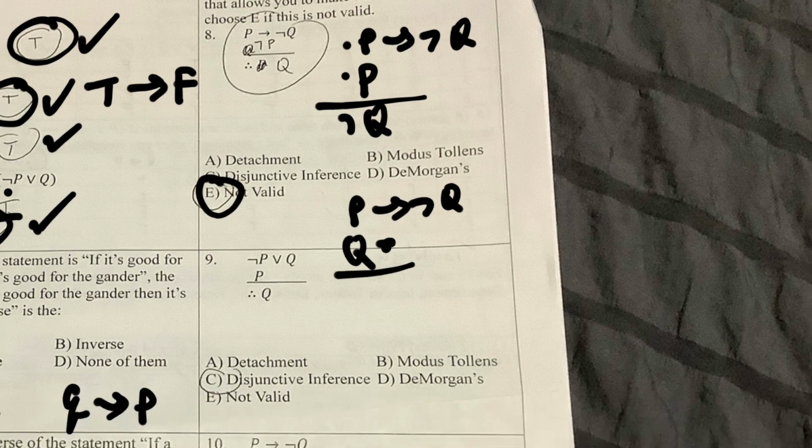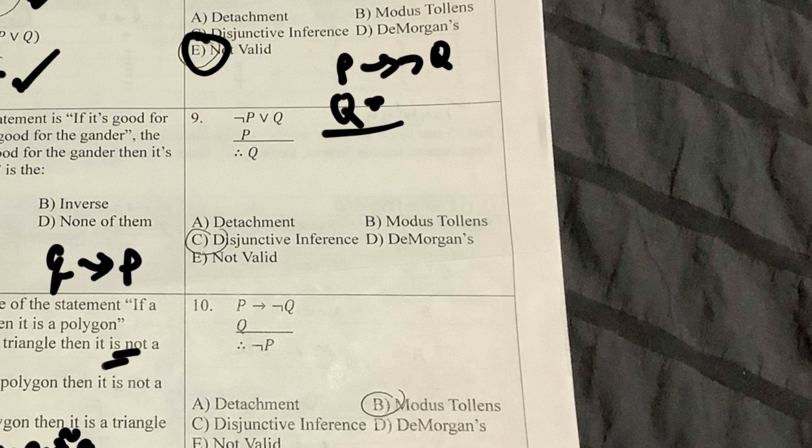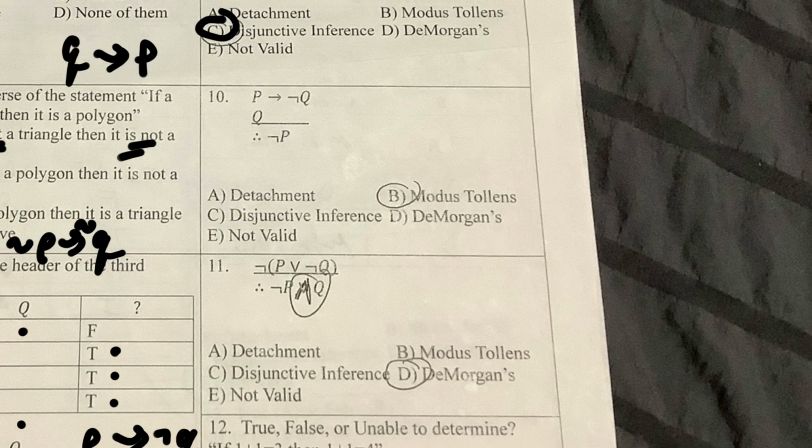In this one, not P or Q. So since P is given as true, not P is false, which means Q has to be true, and that's what disjunctive inference is. And number 11, this is a modus tollens situation because I have P implies not Q, and then the opposite of the thing on the right is there, which makes the opposite of the thing on the left there.